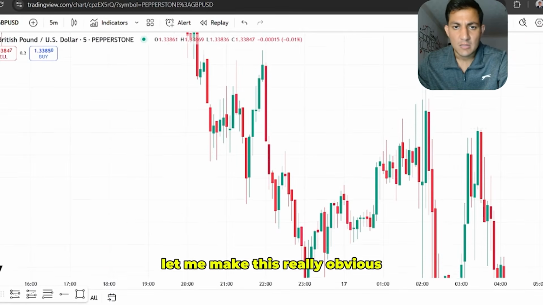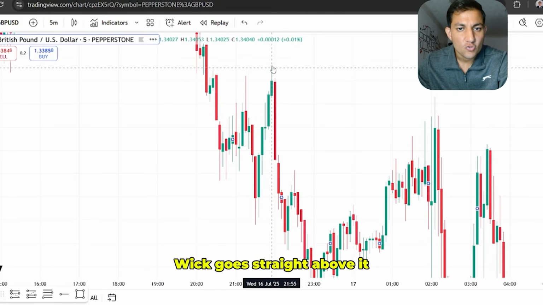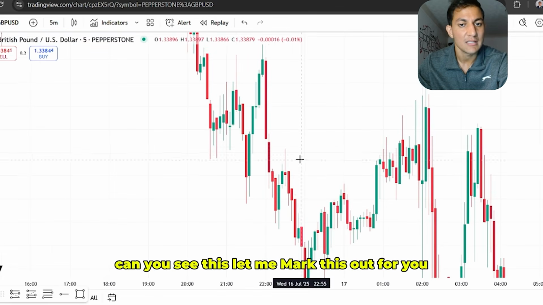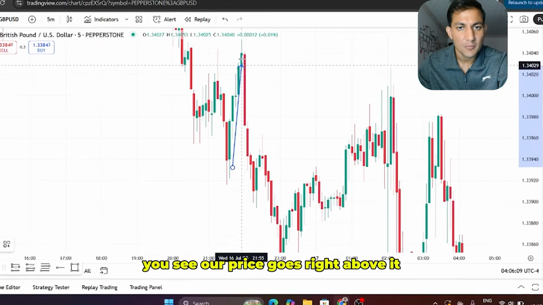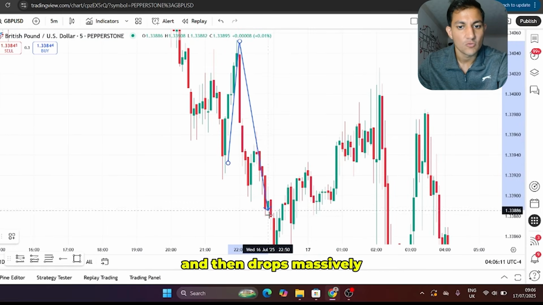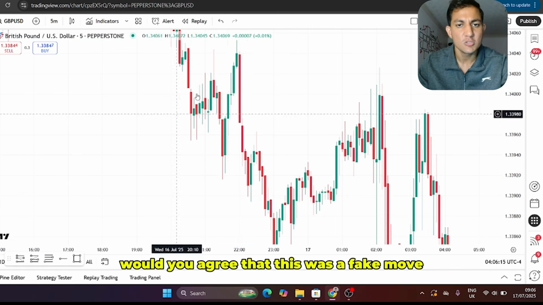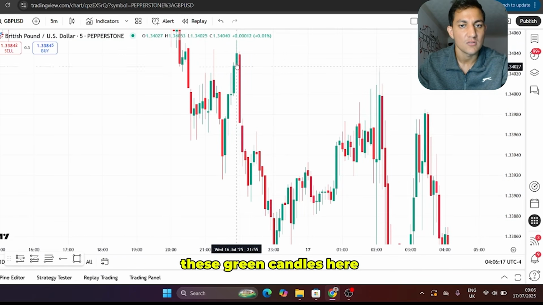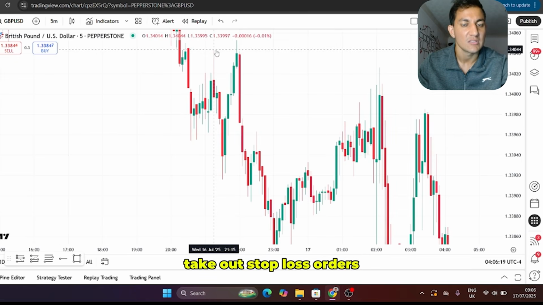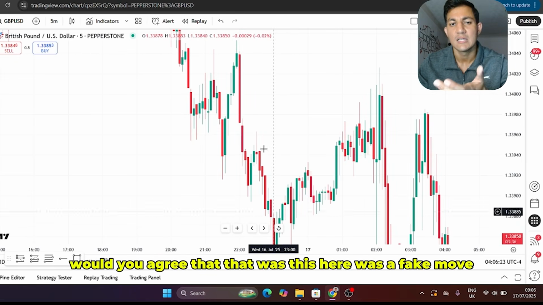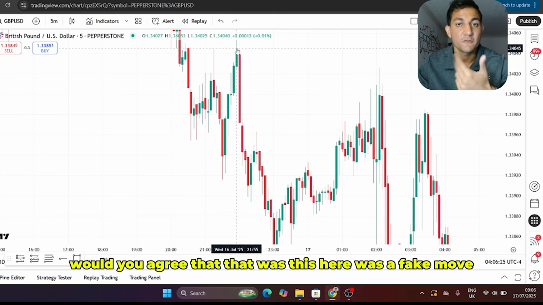Let me make this really obvious. Can you see how this wick goes straight above it, aggressively goes above this high, and then drops massively? Let me mark this out for you. You see how price goes right above it, and then drops massively. Would you agree, and this is really important here, that this was a fake move? These green candles going just above this high take out stop loss orders, and then quickly and aggressively reverse.